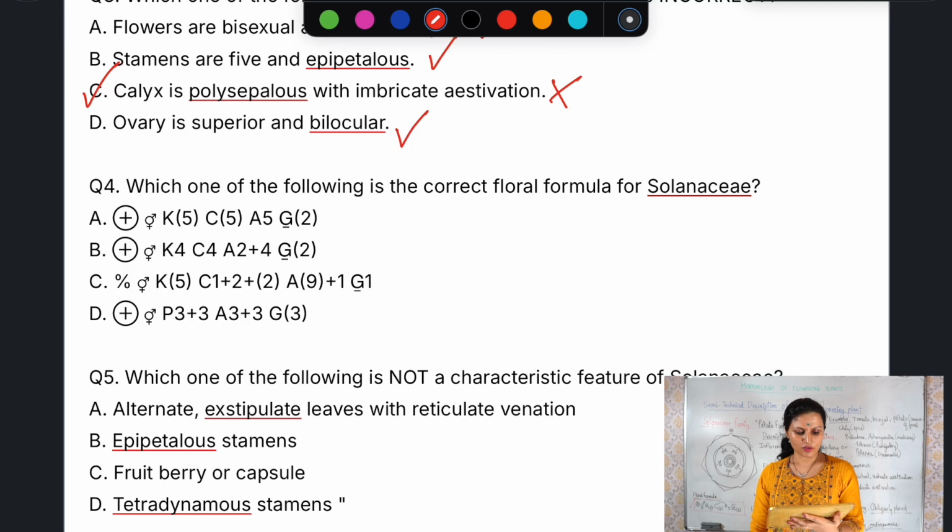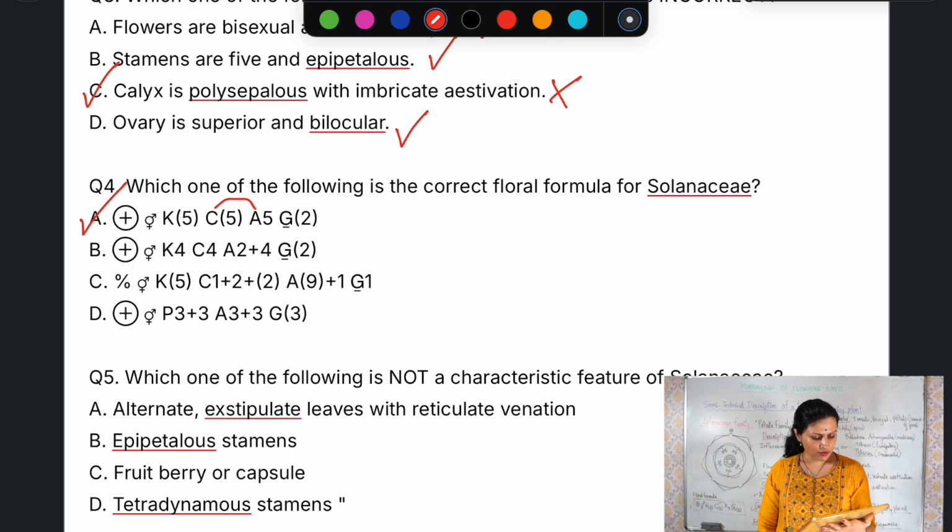Question number 4. Which one of the following is correct for floral formula for Solanaceae? So which is the correct floral formula? First one, there is no cap mentioned for any. That is a printing error there. So if I put a cap over here for option A, then you can go for option A, right? Option A will be the correct answer for this one.